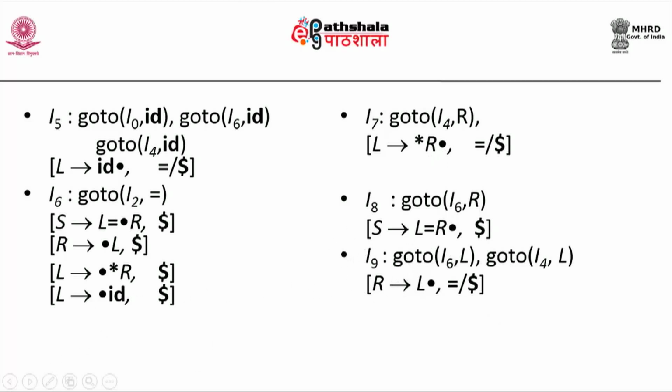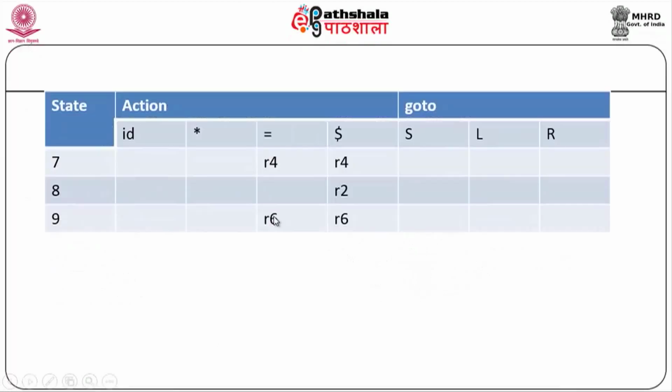So, here I9 is a problem. If I look at I9, the entry corresponding to I9, I have got here at equal to and dollar, I have got R6 as a reduction. So again there is no problem here, there is no reduce conflict here, nor is there a shift reduce conflict here. So, I am basically fine with this implementation.